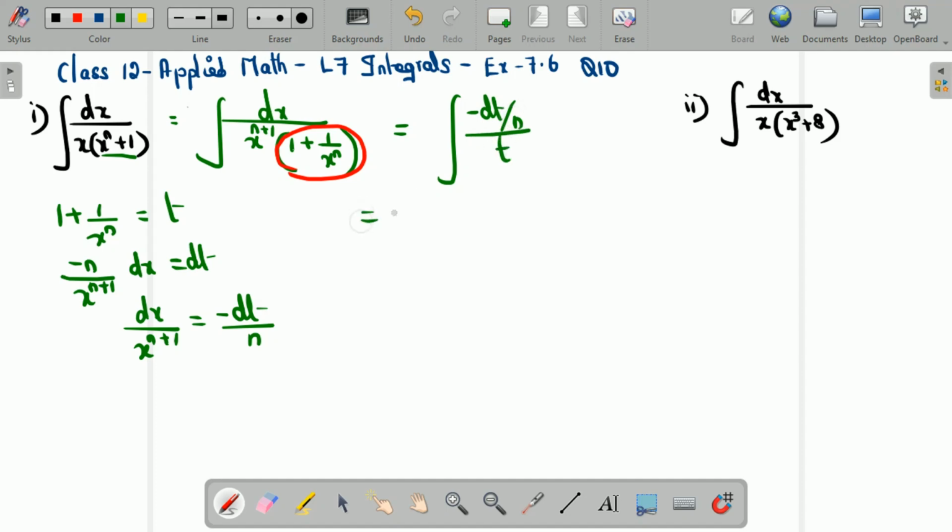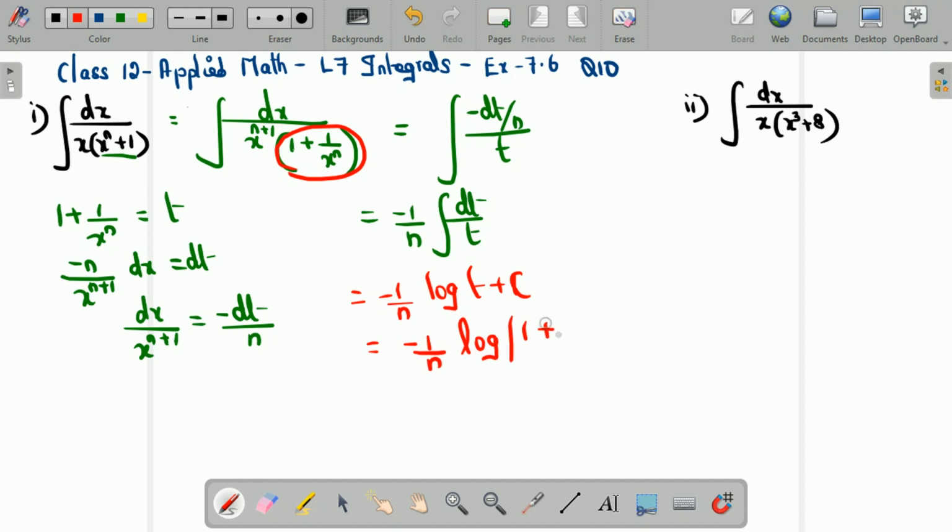We can take the minus 1 by n outside. So this will become integral of dt divided by t. So let's integrate directly. So this is going to be minus 1 by n log t plus c. So now this t I can put back its original value, minus 1 by n log of 1 plus 1 by x power n plus c.